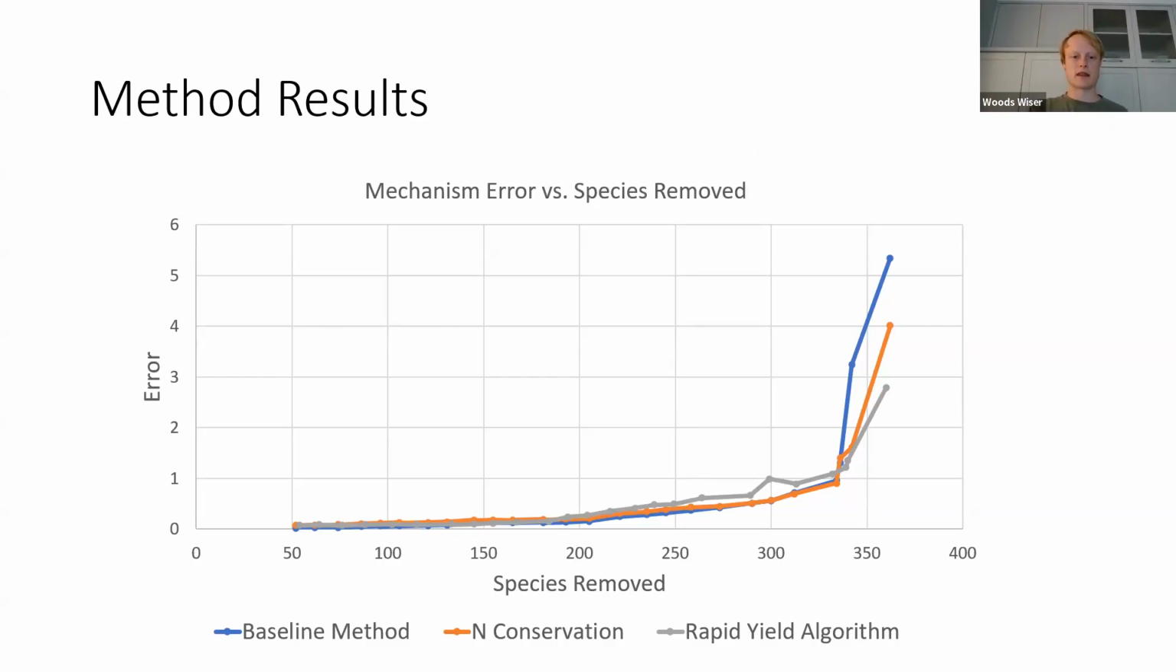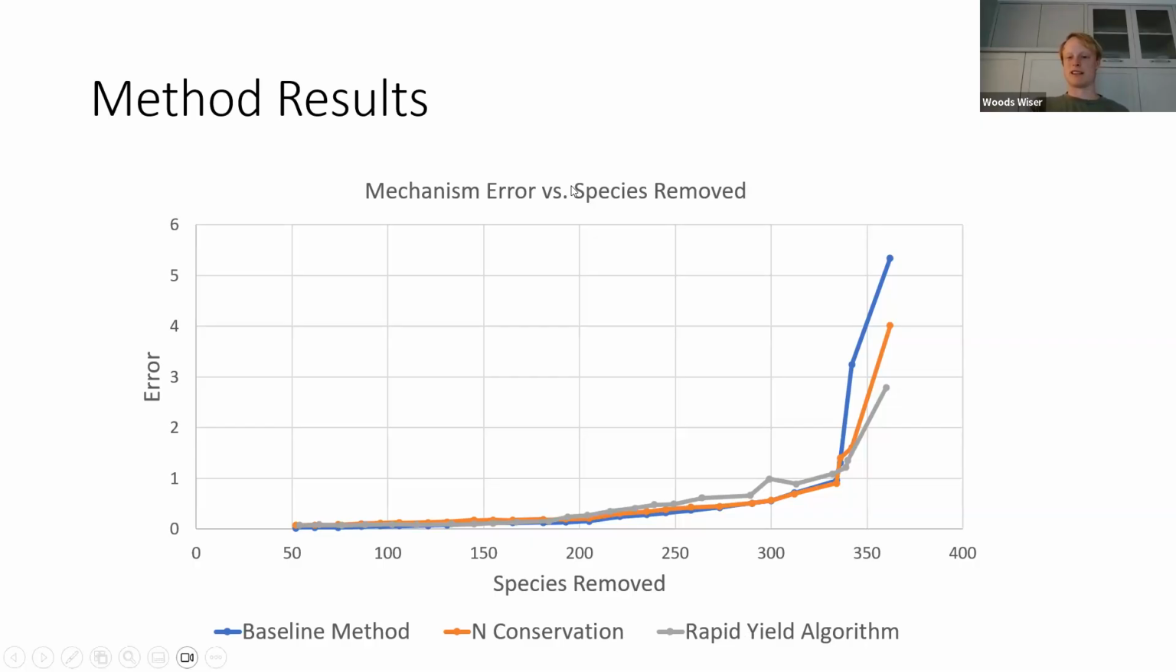And then there's just a few different methods here. The baseline is when I'm just using my box model to calculate yields. The gray line is with the rapid yield algorithm, and then the orange line is implementing nitrogen conservation as well. All three of them do well. I would say a threshold of 1 is a goal for a highly reduced mechanism. I want to push that, the point where they cross the line, much further to the right, but this is still much better than other methods I've worked with before.